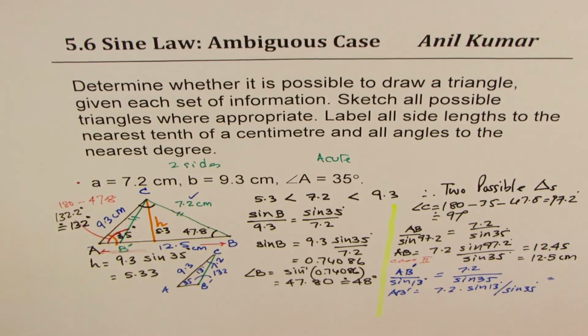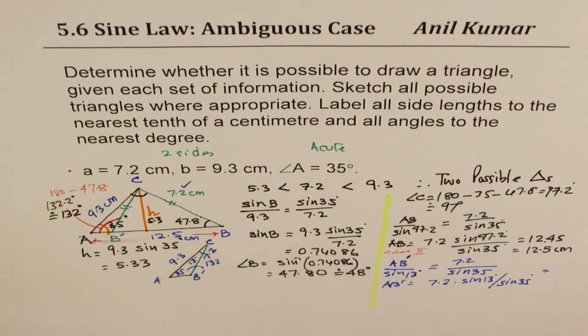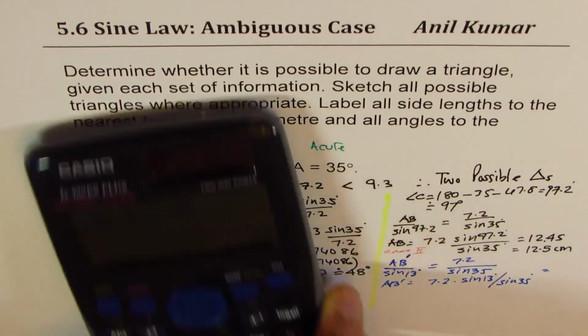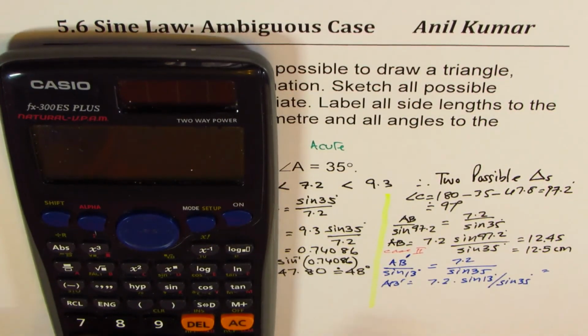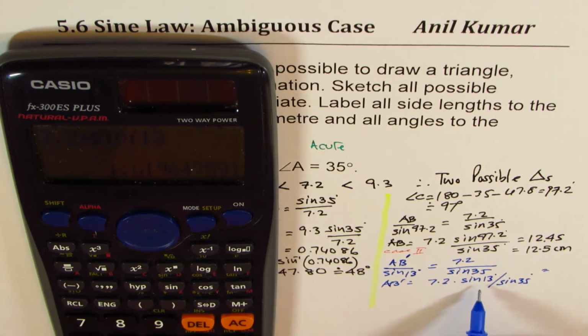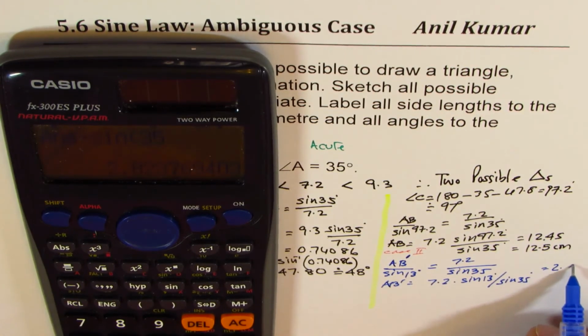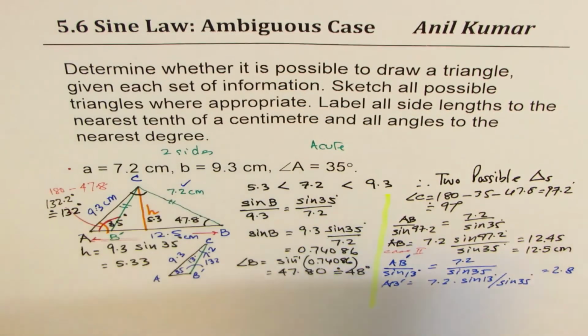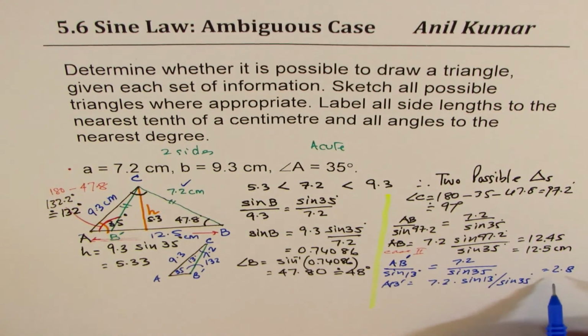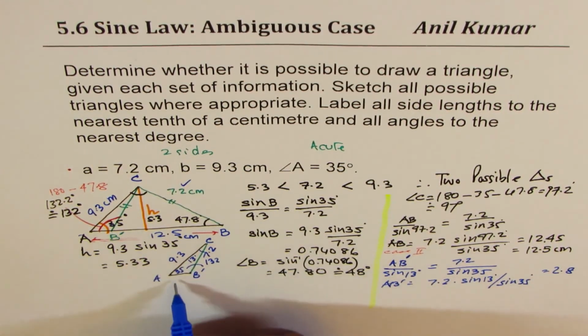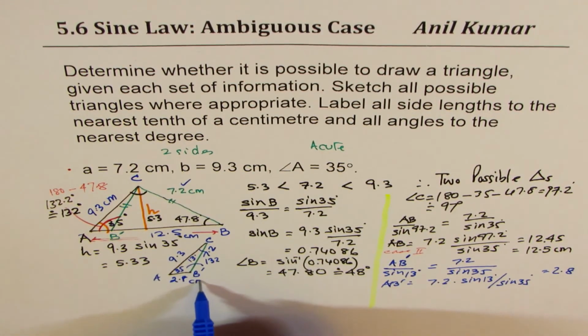Let's calculate. So let me push this a bit so that it's clear to you. And AB dash will be 7.2 times sine 13. Now this one is not so accurate, right? Divided by sine 35 is equal to 2.8, rounded to 1 decimal place. Perfect. So we get this as 2.8 centimeters.